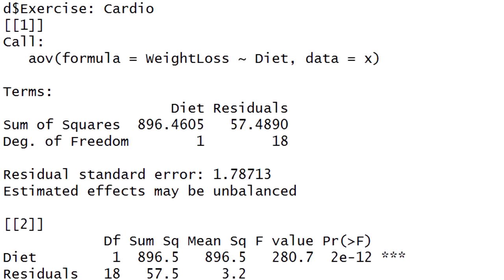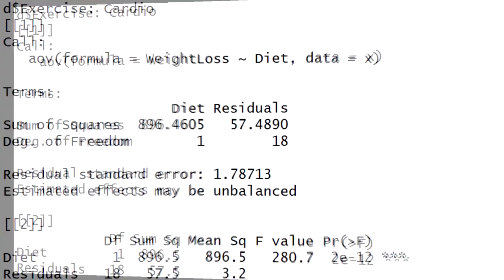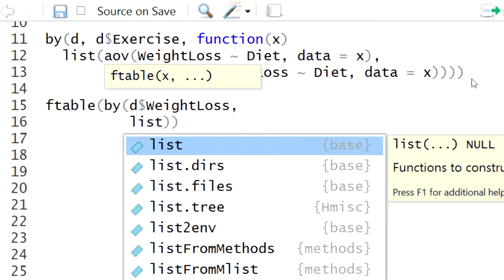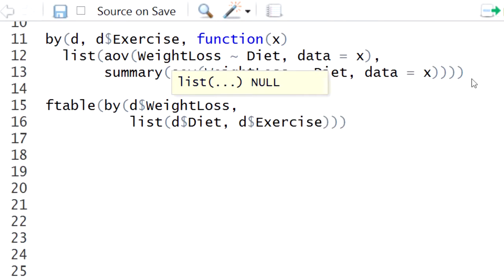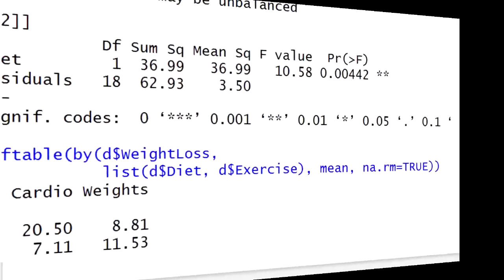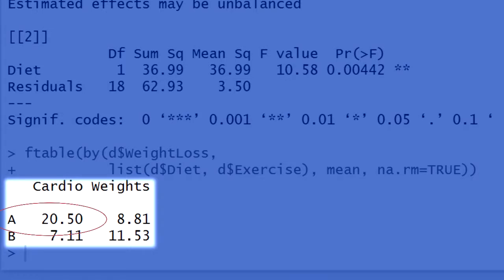The ANOVA table examining the relationship between diet and weight loss for those in the cardio exercise group shows a large F value and a significant associated P value. If we use the tapply command along with the by statement, we can get a more nicely formatted version of the means for the diets within each type of exercise. When we examine the means table, we see that for those involved in the cardio exercise program, diet A is associated with greater weight loss, 20.5 pounds on average, while the weight loss associated with diet B is 7.1 pounds on average.